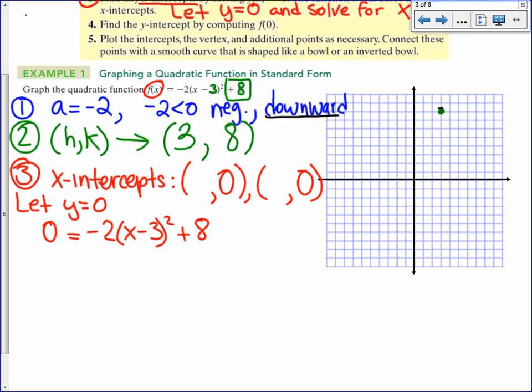And then we're going to solve for x. So first we take care of this plus 8. It is adding on the right side. So if I move it to the left side, it will be subtracting.